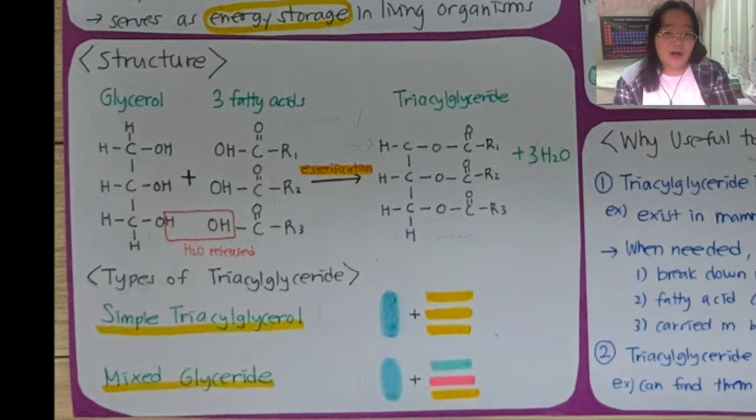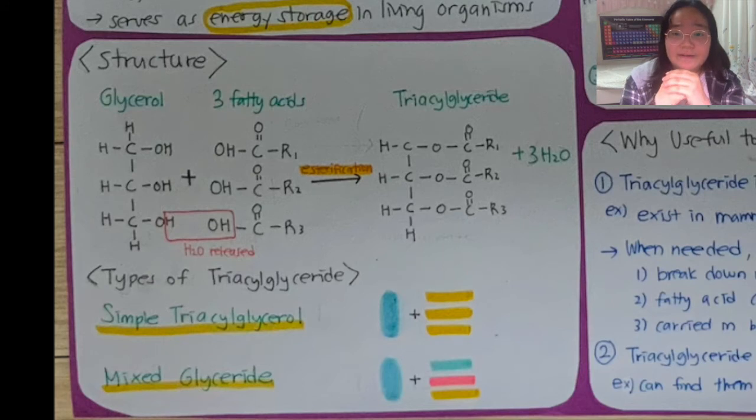These two chemical compounds have undergone esterification, meaning that the alcohol and the organic acid were combined by ester bonds and formed triacylglyceride and 3 water molecules. Furthermore, there are two types of triacylglyceride. If the 3 hydroxyl groups of glycerol are esterified with the same type of 3 fatty acids, the lipid is called simple triacylglycerol. On the other hand, if the esterification with different types of fatty acids happens, it is called mixed glyceride.